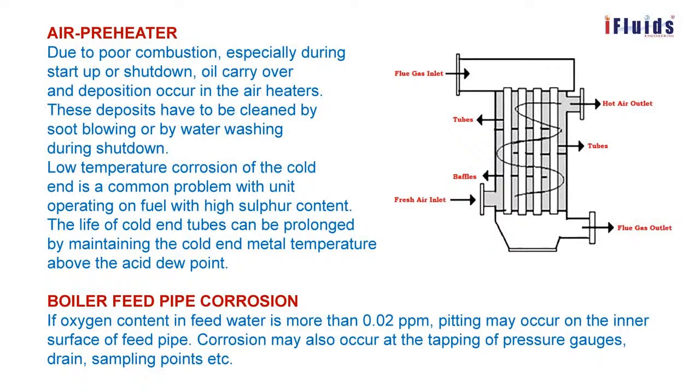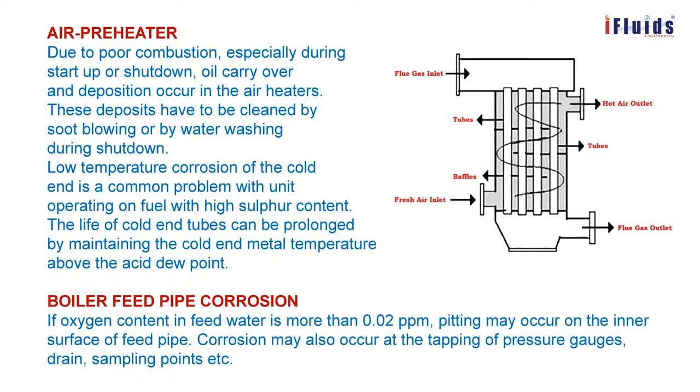Low temperature corrosion of the cold end is a common problem with units operating on fuel with high sulfur content. At high sulfur content, if the temperature becomes very low, it may fall in line with the dew point of the sulfur. In that case, sulfur may start to condense. That will cause corrosion. The life of cold end tubes can be prolonged by maintaining the cold end metal temperature above the acid dew point. So the cold end temperature should always be above the dew point.